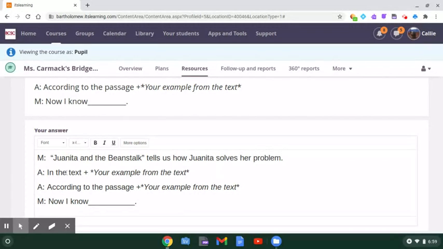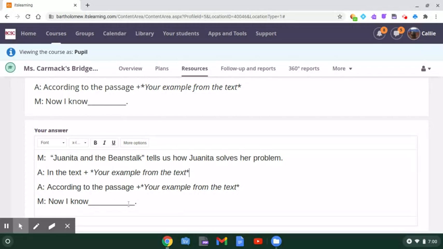Now then, notice that I've got these sentence starters here for you. In the text, then this should be followed by your example from the text. So you need to look through Juanita and the Beanstalk and find a moment in the story where she solves her problem or works towards solving her problem. So that's what these two are.